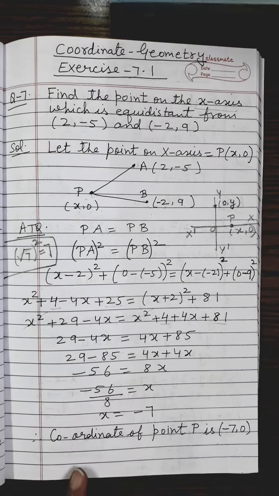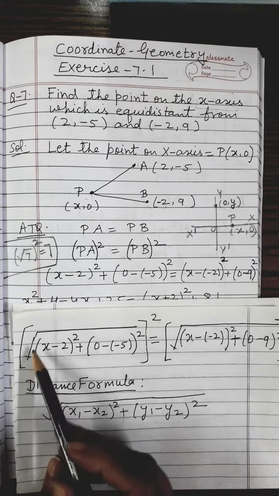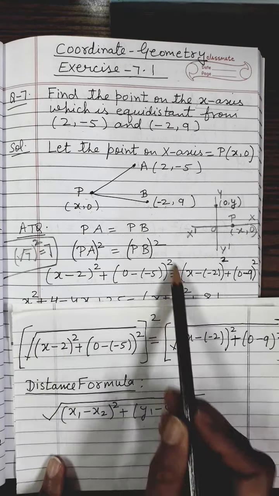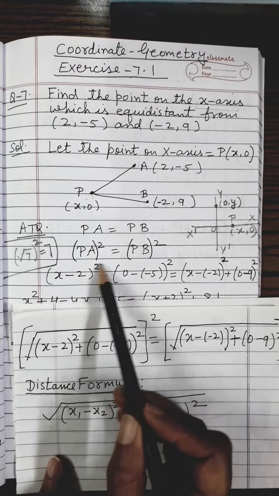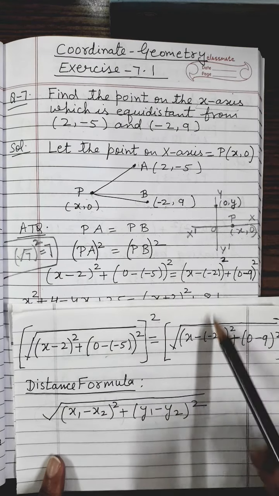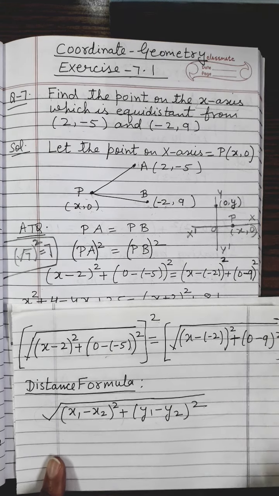So what will be your next step? It will be like this. Look at this, remove the square root. Whatever you have inside the square root sign, you will be left with this expression: x minus 2 whole square plus 0 minus minus 5 whole square. Similarly on the right side also, x minus minus 2 whole square plus 0 minus 9 whole square.